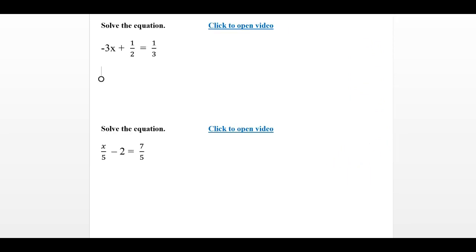For the next two equations, solve both equations using the steps that we've just used. Find the LCD, multiply each term by the LCD in order to divide out any denominators, and then solve. So pause the video, solve both equations, replay the video to make sure your steps are correct.